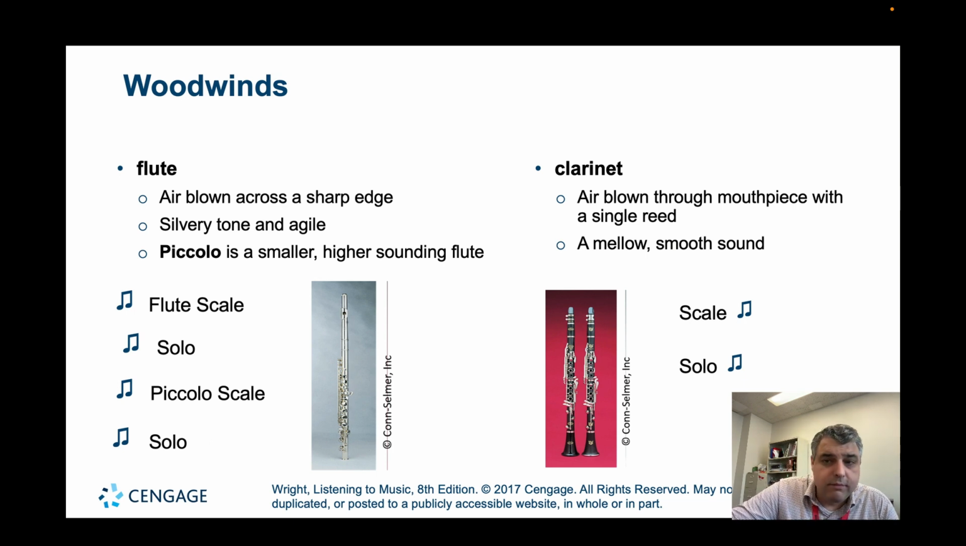The next instrument in the woodwind family we'll look at is the clarinet. The clarinet is pictured here on the right. It's a single reed instrument, so the mouthpiece actually has a reed that you blow into, and the reed vibrates, which helps create the sound. It has a very mellow, smooth sound. Let's listen to the scale of a clarinet. And now let's listen to the clarinet play a melody.